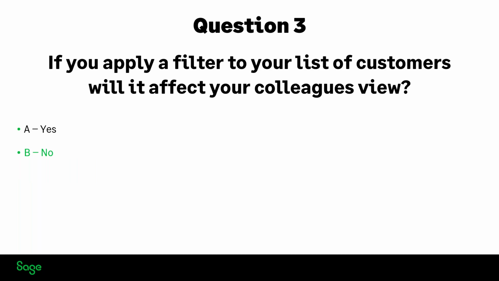So filters, if you apply a filter, it holds that setting essentially within the data files, and that would follow you around as well. So if you went and logged on your colleague's PC, that would follow you. So again, you would see the filtered list, but your colleague won't unless they apply the same filter, of course.